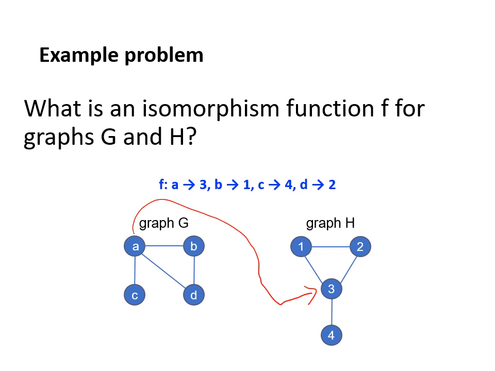Then B has the degree of 2, and so it maps either to 1 or 2. And in this case, we mapped it to 1. Then C has degree of 1, so clearly it maps to vertex 4. And D has degree of 2, and it maps to vertex 2. So that's how you determine the mapping.